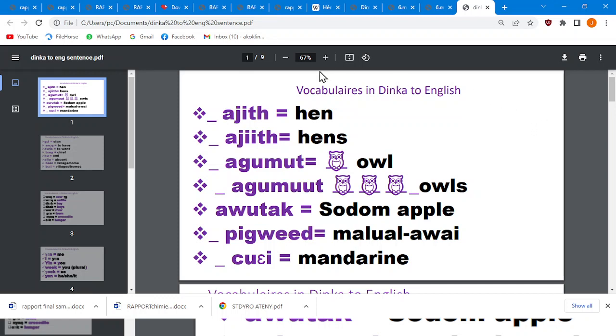We begin vocabularies in Dinka to English. Today we are changing some words from Dinka language to English language. Here we begin.